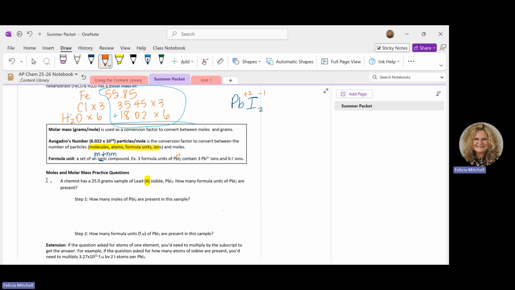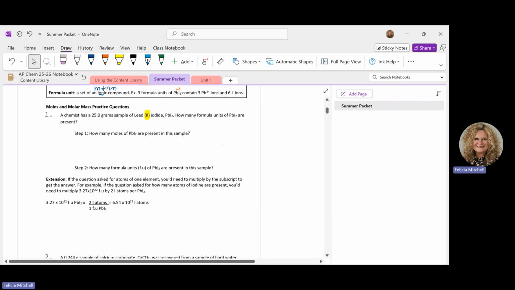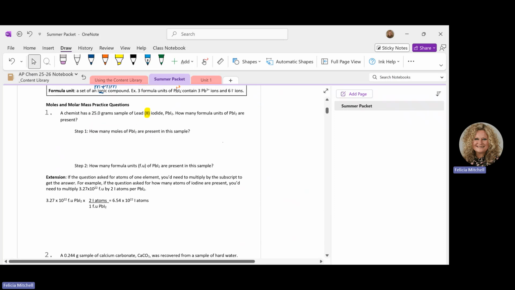Now, if you look right here, these are some questions that you can use to practice what I'm talking about. A chemist has 25 grams of lead II iodide. How many formula units are present? Okay. So what they're really asking here, let's see, step 1, how many moles are present? How many formula units are present? Okay. So they're giving you the steps.